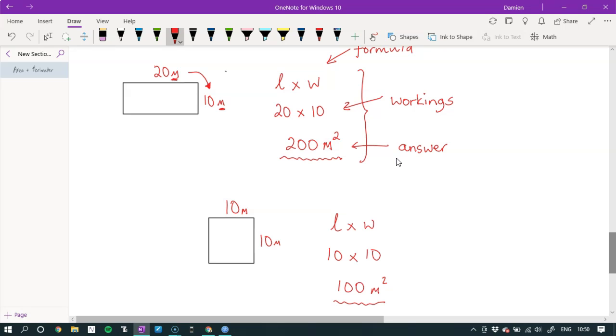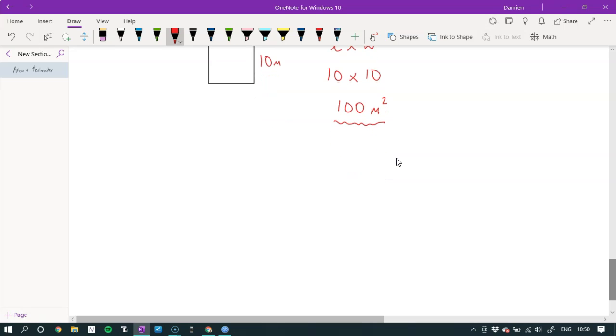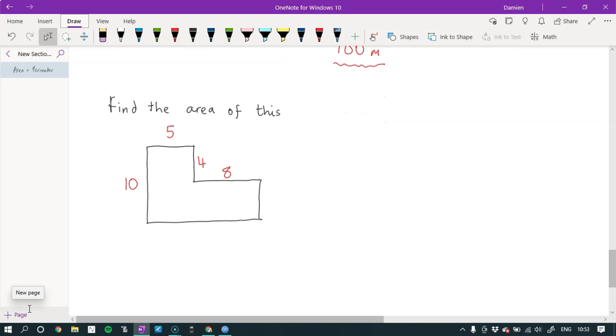So where can area get a little bit trickier? Area can get trickier when you have something that's made up of rectangles and squares. Let's have a look at one of those. So here's the next example. Now, as you can see, this isn't a rectangle or square. It's made up of rectangles or squares, or possibly both. So what we have to be able to do is break up this shape into something we can work with.